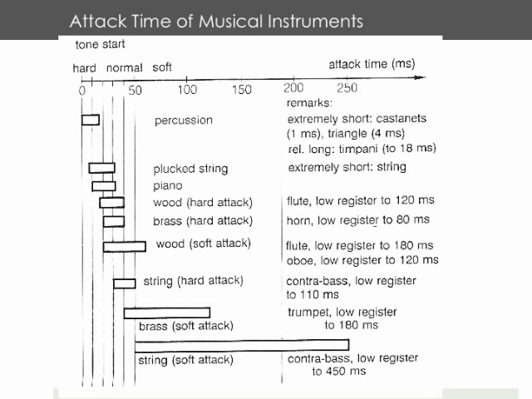It is extremely important for us to know that the attack of the musical instruments is completely different. For example, we can start from the percussion, which obviously has a very short attack, which can be as short as 1 millisecond. And when we go down, from the plucked strings and the piano and then the woodwinds and brass and so on, all the way to the brass and the string soft attacks in the bottom that go as long as 450 milliseconds. So this is extremely important that we know this and we're aware of this while recording these instruments.